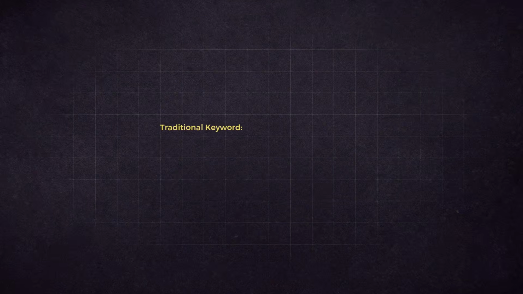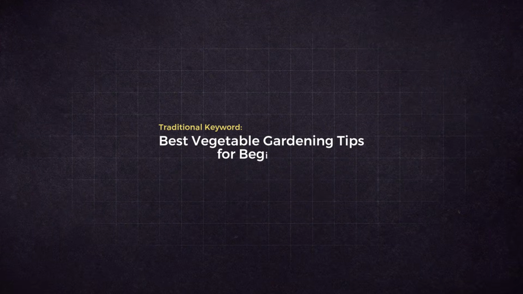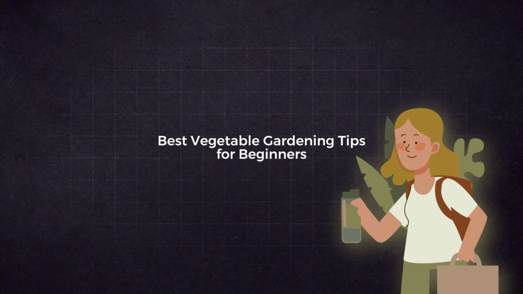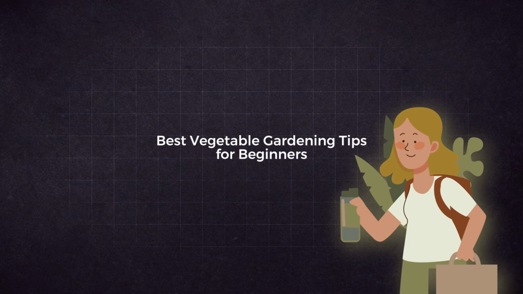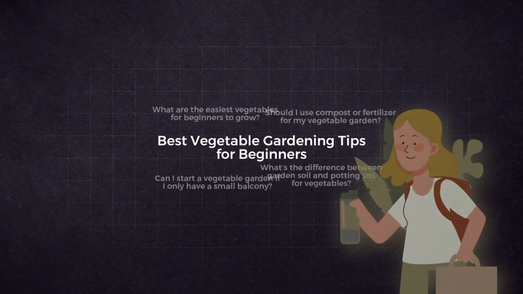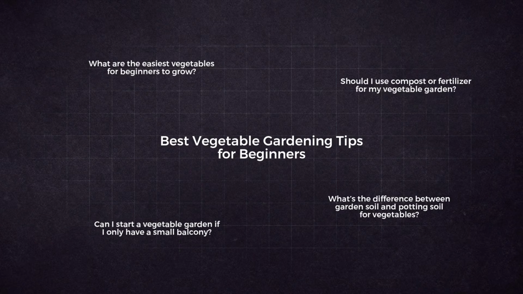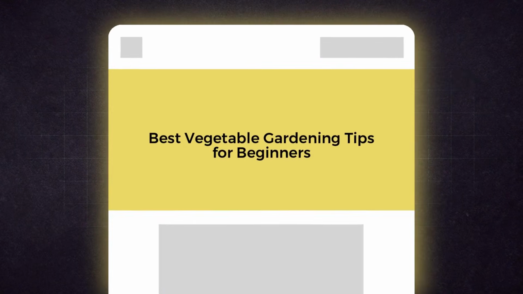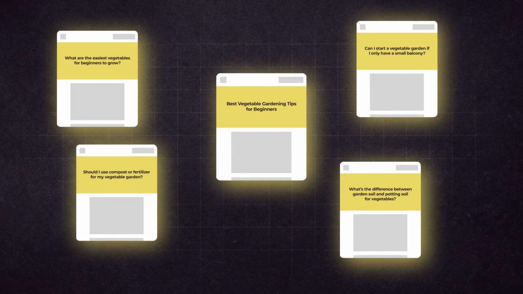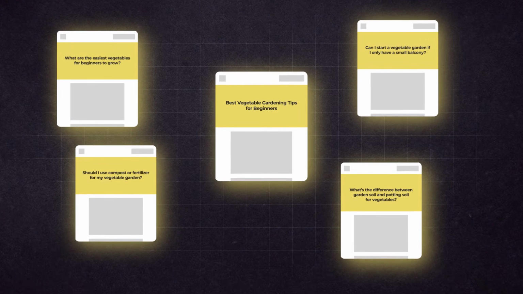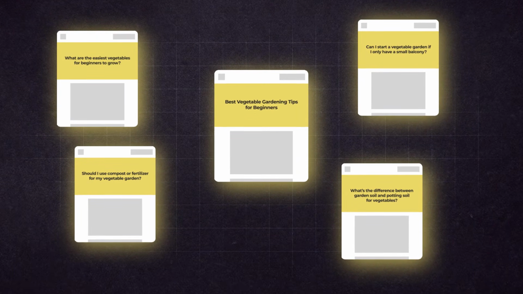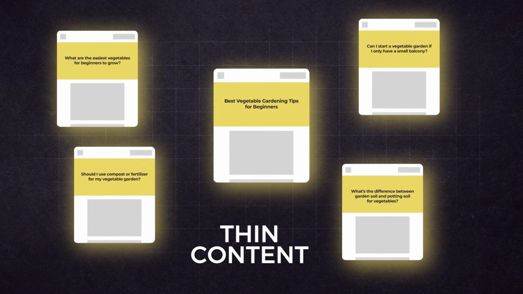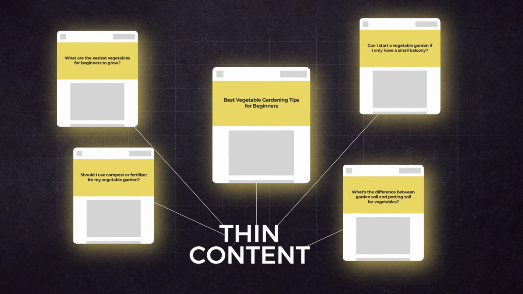For example, we are talking about this traditionally searched keyword, best vegetable gardening tips for beginners. People who search for this keyword are beginners and want to know how to grow vegetables. So we found many different conversational queries related to it that help with the same intent. So we want to put all of them into one page. Do not separate them into multiple pages, targeting one conversational query per page, because it violates traditional search rules and may be labeled as thin content.